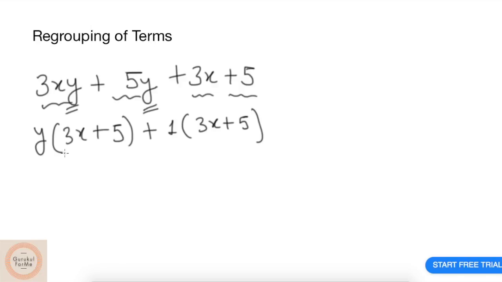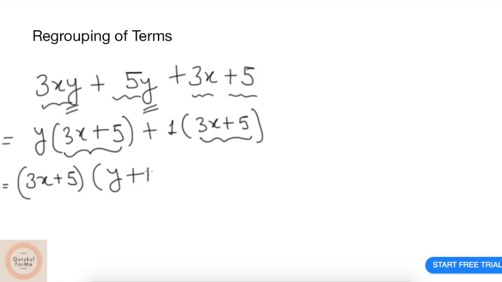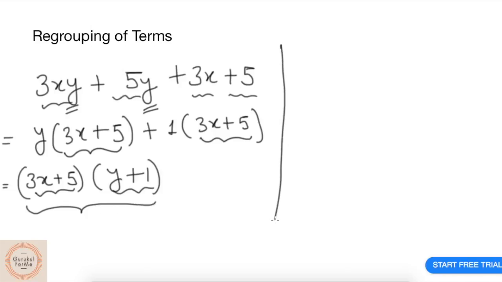Can I say that 3x plus 5 is common here? Can I pull it out? And I said, can I say that y plus 1 becomes the other factor here? So what are the factors? 3x plus 5, y plus 1 and 3x plus 5 into y plus 1. Which is the other way of regrouping it?